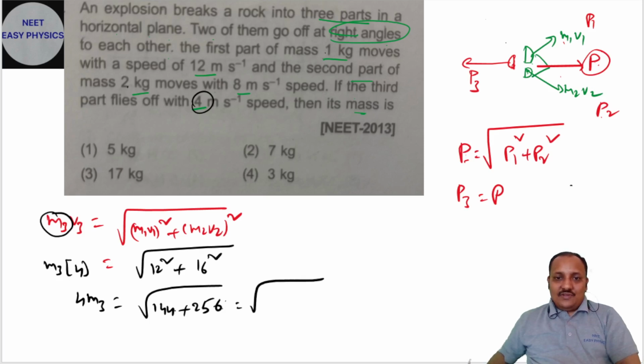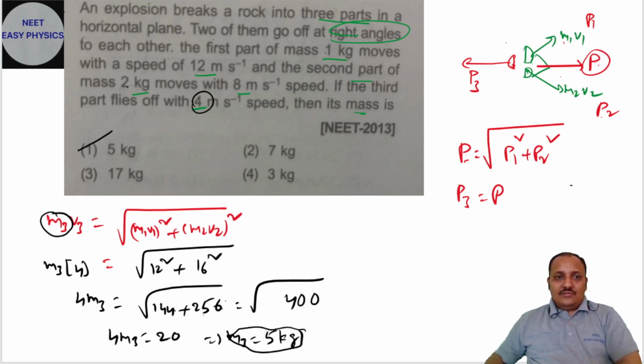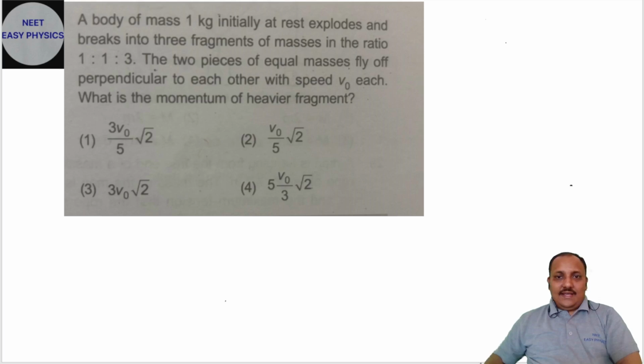How much will it be? 144 plus 256 is 400. So, root 400 means 4M3 is equal to 20. Then, what is M3? 5 kg. Understood? So, this is a simple problem by applying the resultant of these two momentums. Next, see the next problem.